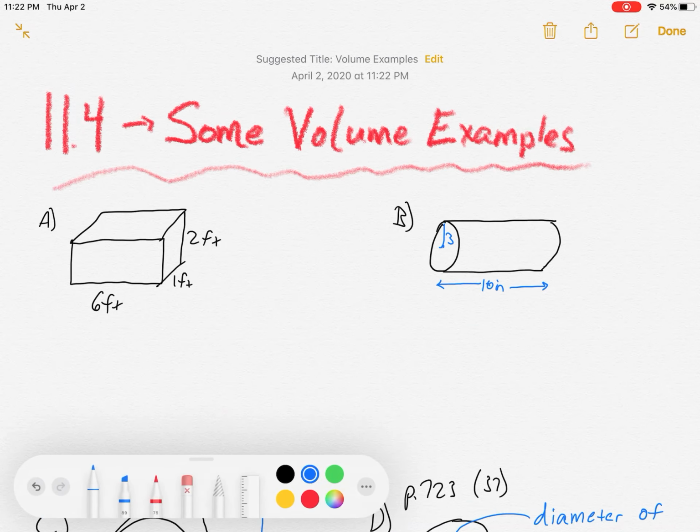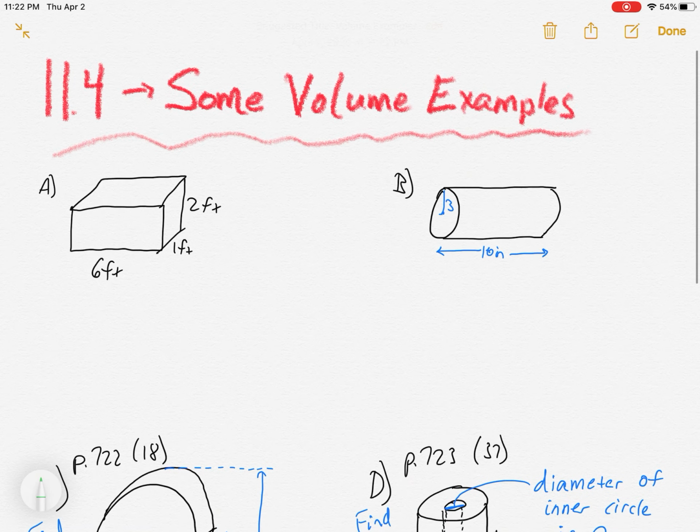Welcome back to geometry. We are going to work a few examples here. Got them ready to go. The first one, letter A, is just, and all these are finding volume on A and B, by the way. Find volume. So you don't really need a formula. It's just length times width times height. Just multiply the dimensions out.